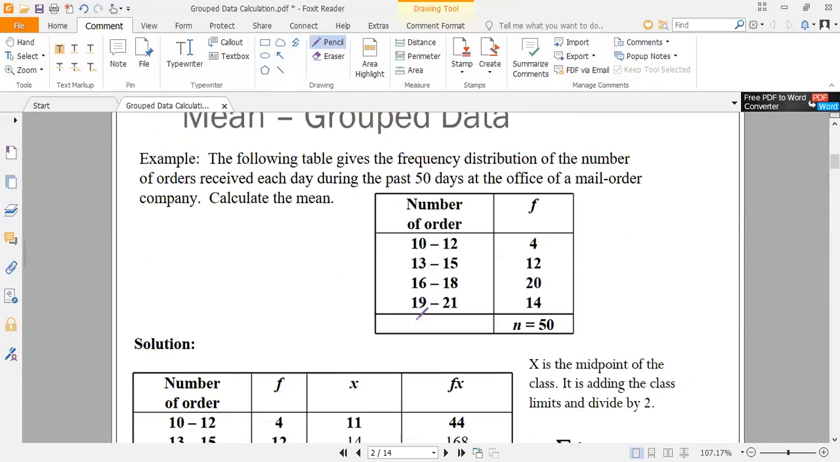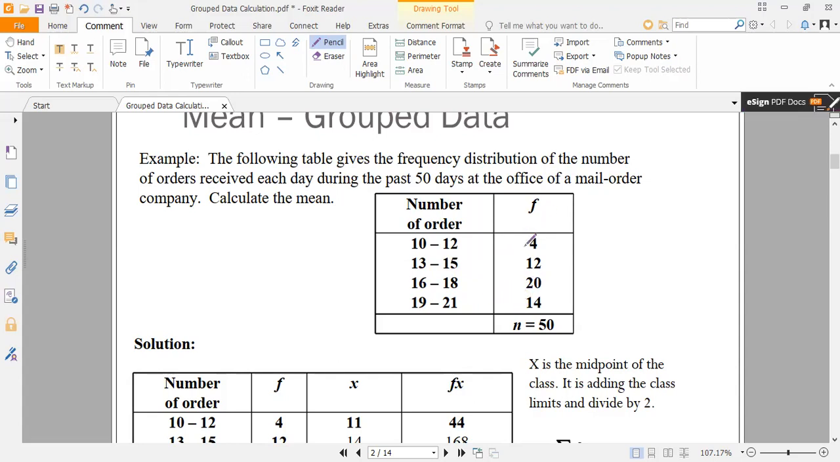To start with, whenever data is put in this arrangement, this is called what? Grouped data. Now, this data that you're seeing here is a frequency distribution for the number of orders received in the past 50 days. So 10 to 12 at 4, 13 to 15 we had 12, 16 to 18 we had 20, and 19 to 21 we had 14.